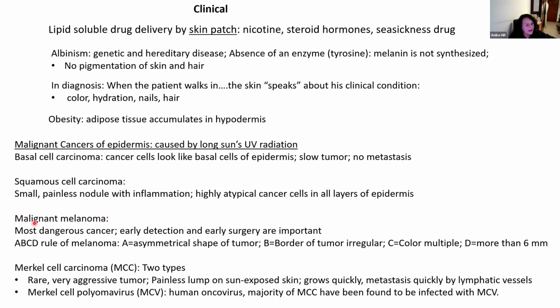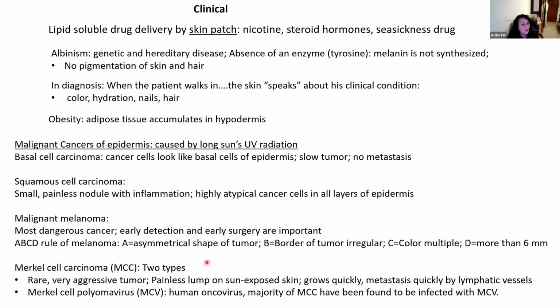The malignant melanoma is most dangerous, very important to detect early, and early surgery. And these are the ABCD rules of melanoma: A, asymmetrical shape; B, border of the tumor irregular; C, color is multiple; D, diameter more than 6 millimeters in size.